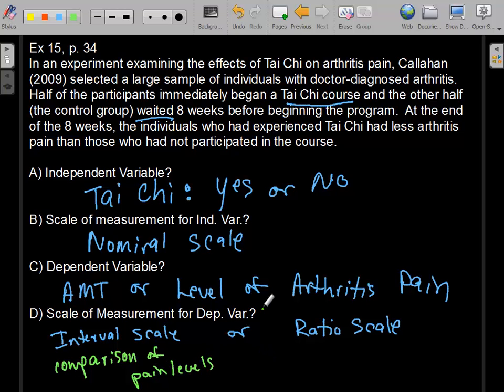But if we were having them rank it on a scale of 0 to 5, let's say, where 0 corresponded to no pain, well, since that's an actual lack of pain or an absence of the thing we're measuring, then we might be talking about the ratio scale. So if we were having them rank and giving them the possibility of a score of no pain, then we would be measuring using a ratio scale.